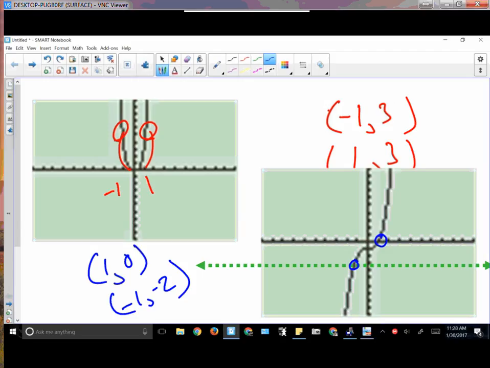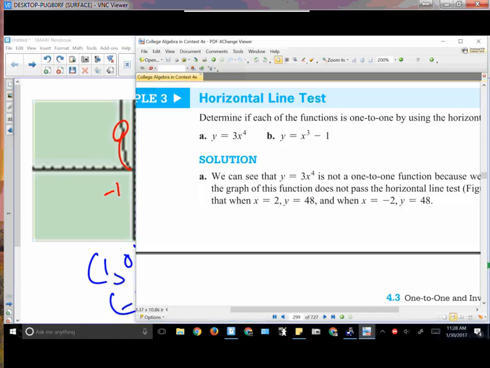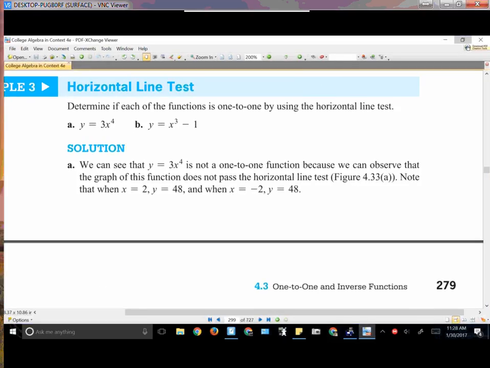Is there a value that I can plug in here that will give me another 0 or another negative 2? Can I come up with one? And the answer is no, I cannot. So, 1 to 1. I know, it seems like I'm beating a dead horse, doesn't it? But, it's an expression.